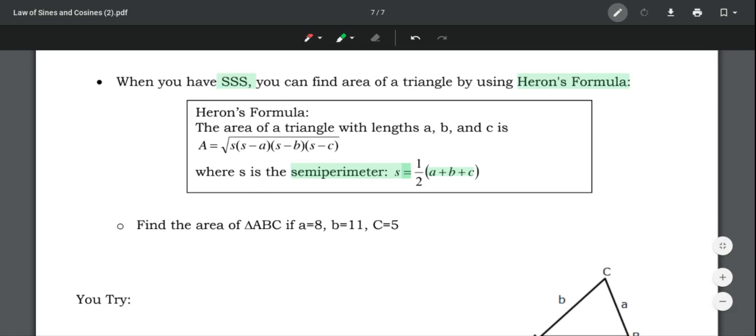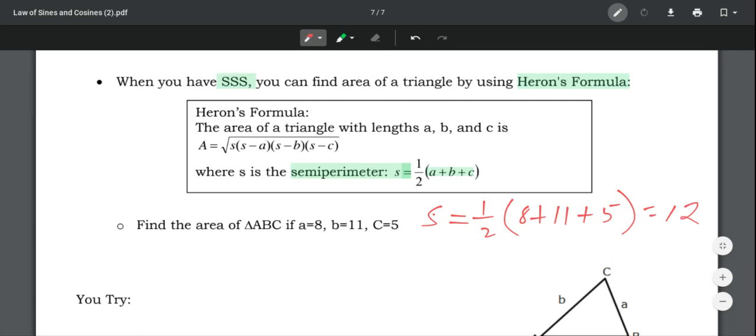So your semi-perimeter in this case, let me do that with the red. My semi-perimeter would be 1/2 times my three side lengths: 8 plus 11 plus 5. So you want to make sure that you calculate that semi-perimeter, because you're going to use it. And in this case, my semi-perimeter will be 12.